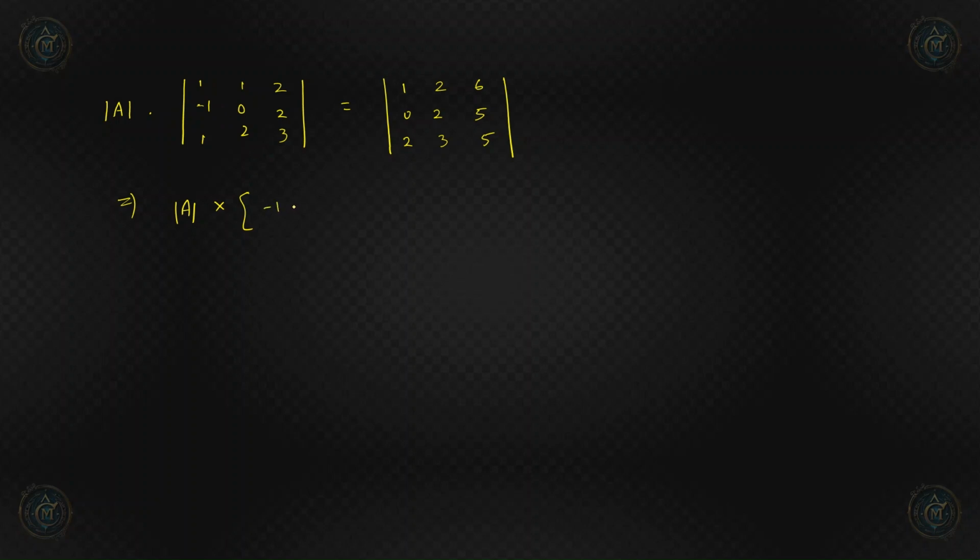So determinant A times this determinant, which if we calculate is minus 3, is equal to this, which is minus 9, I think, yes. So determinant A comes out to be minus 9 divided by minus 3, that means 3.